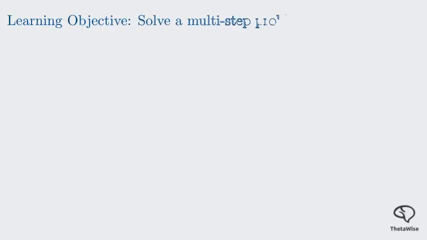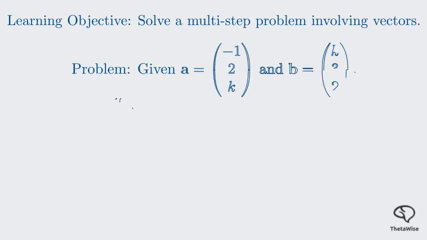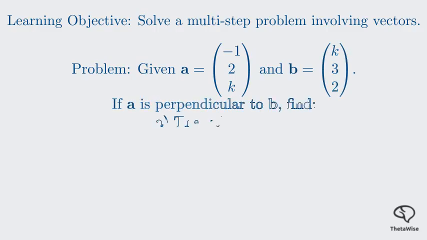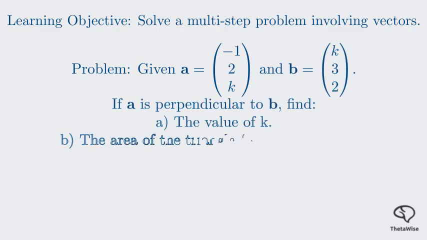Let's work through one final HL-level example problem that combines several concepts we've learned. Our objective here is to find an unknown scalar by applying the condition for perpendicular vectors, and then to find the area of the resulting triangle. The problem states that vector A is perpendicular to vector B, and we need to find the scalar k and then the area of the triangle formed by these two vectors.